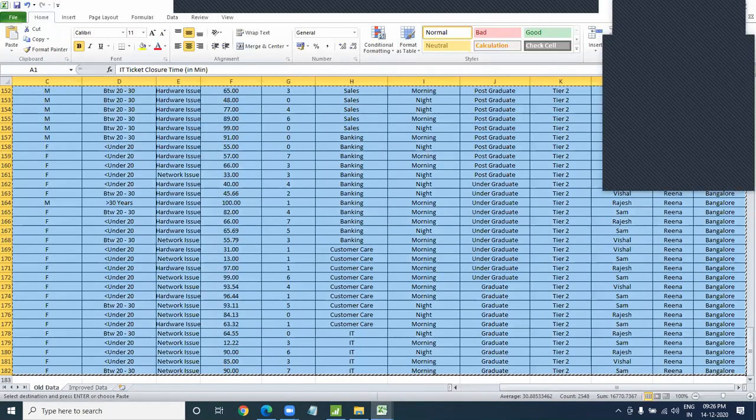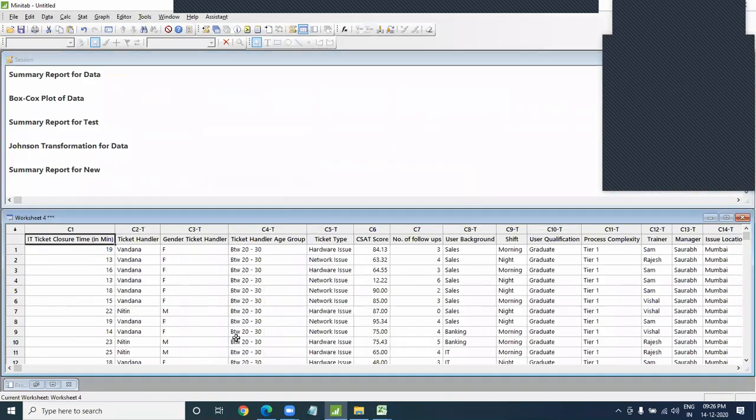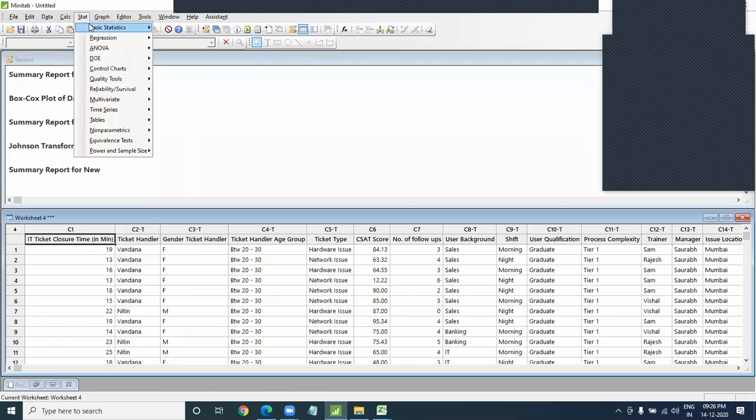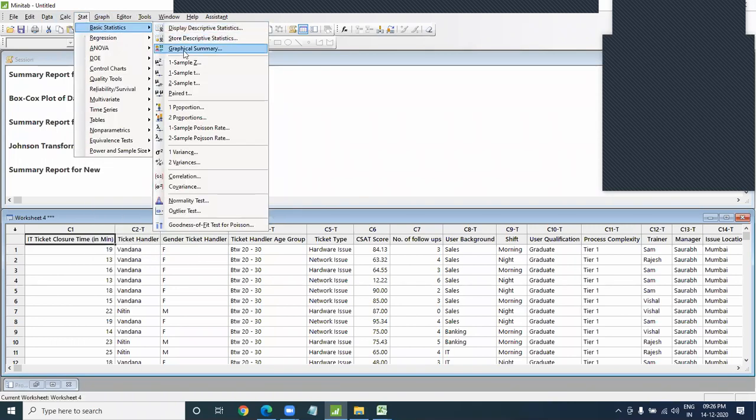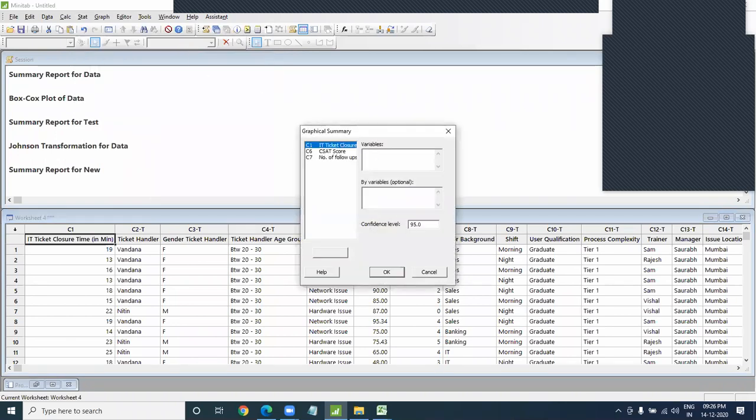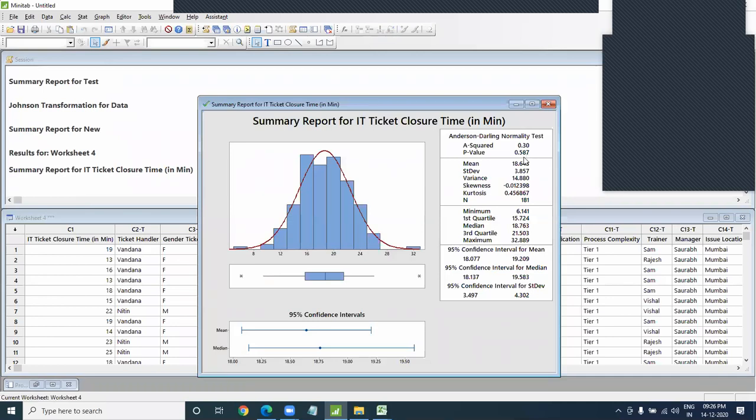So we've got this data here. Say, for example, when we did the normality test, under basic statistics, and then go to graphical summary, we check this particular data, the normality test, and we get a p-value here. What does this p-value tell us? P-value is 0.587. That's what it says, 0.587.